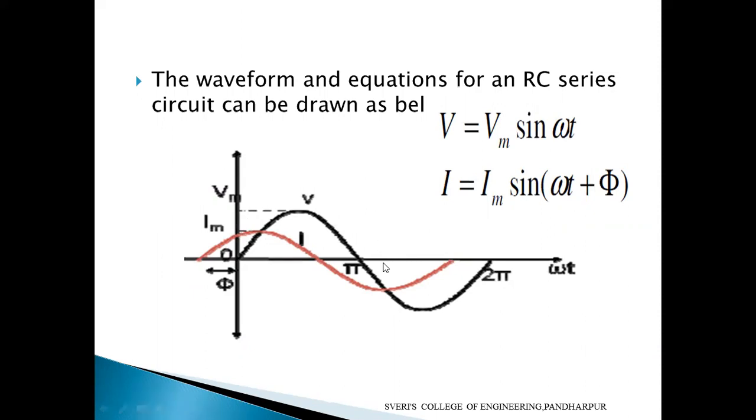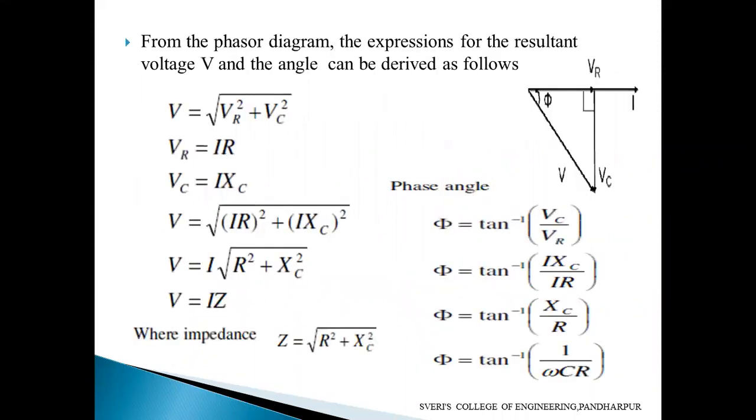Circuit diagram, phasor diagram, waveforms, and voltage equation, current equation. Next, we will go for the average power equations again. You can tell the average power equations. We can also tell that one. And here the impedance triangle they have considered here. From the phasor diagram, the resultant voltage can be derived.